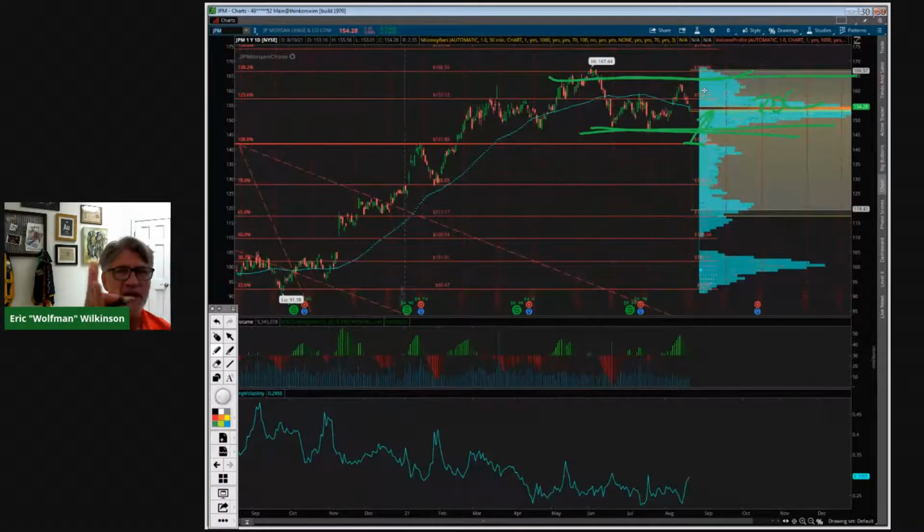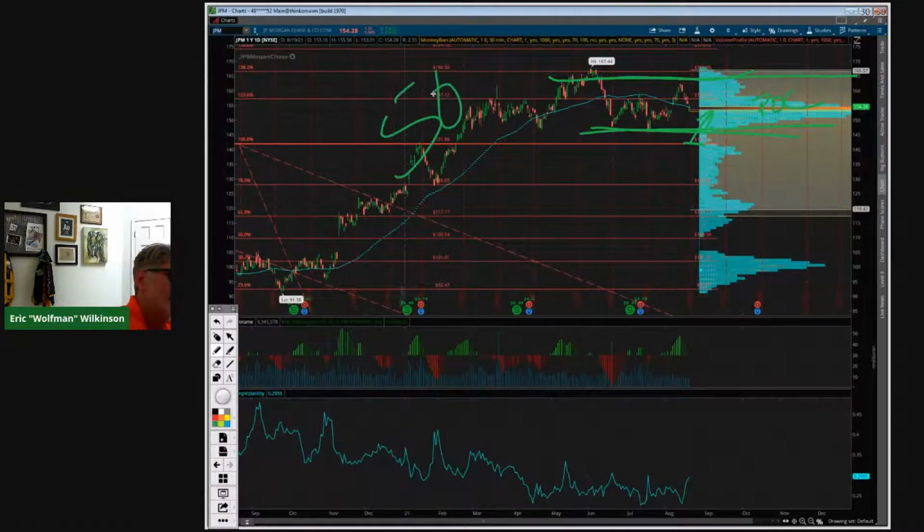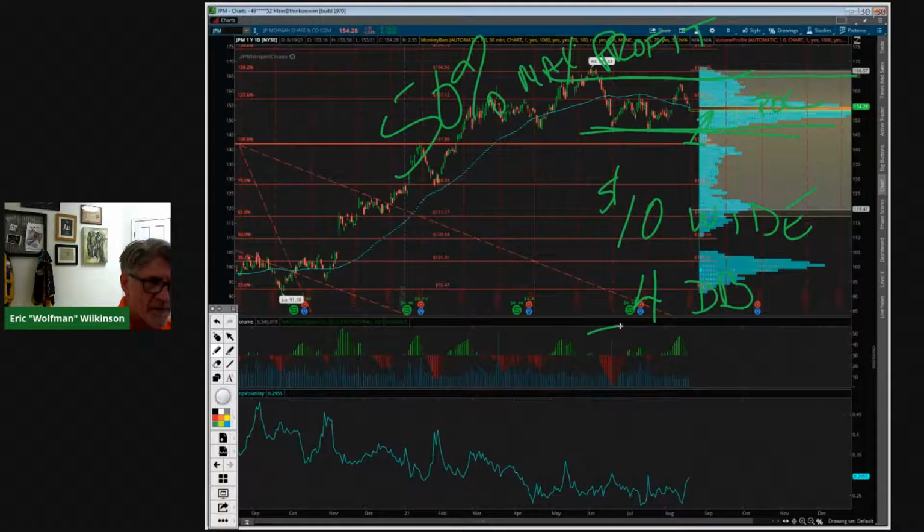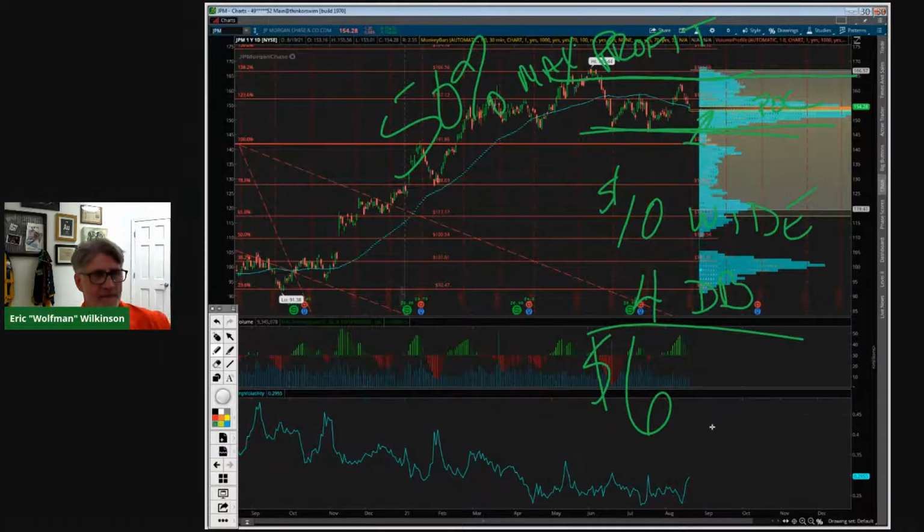So I'm going to get out at 50% of max profit. That's what I'm going to look for. In this case, I was looking at $10 wide. I'm just going to say I paid a $4 debit. So my max profit is $6, and I'm going to go 50% of that.